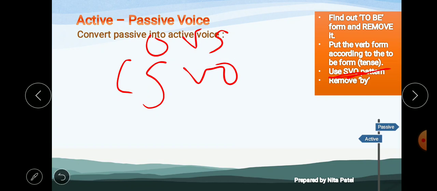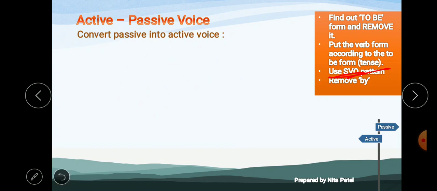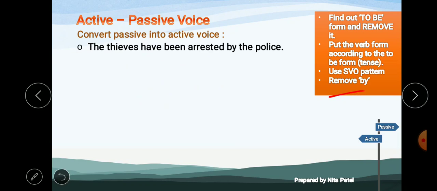And remove by along with the subject. This is our last rule, we have to remove by. Okay, that is our four rules, most important.